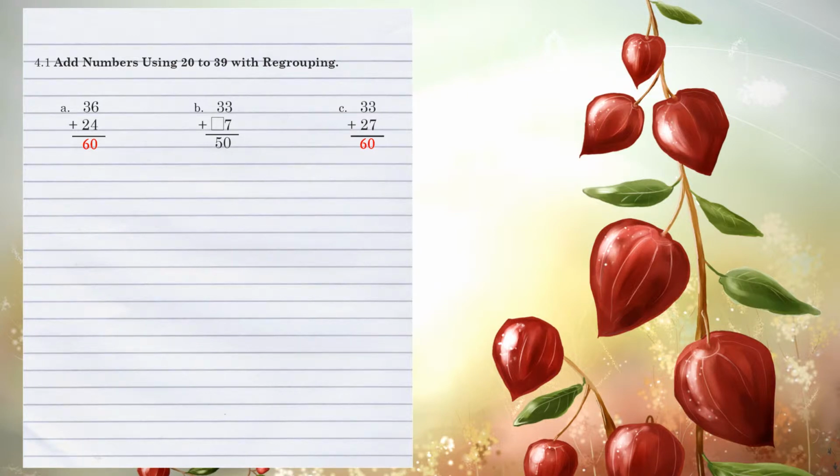Right now in our tens column we have 3 plus 1, which is 4, but our answer is 5. So that means that we still need another 1 to complete the 5. So our missing number is 1.